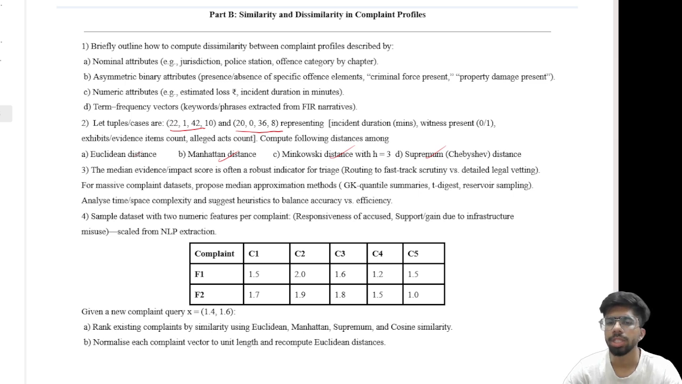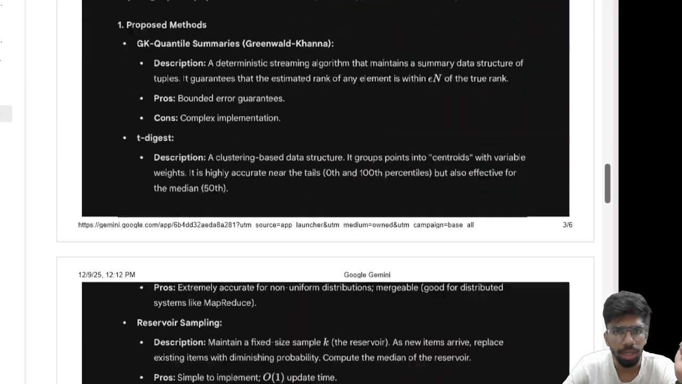Okay, now let's move on to question 4, where we are given a small data set of complaints, each described using two numerical features extracted from NLP analysis. These features represent responsiveness of the accused and support or gain due to infrastructure misuse. We are also given a query complaint, and we need to compare it with existing complaints using multiple similarity and distance measures. So let's go step by step with it.